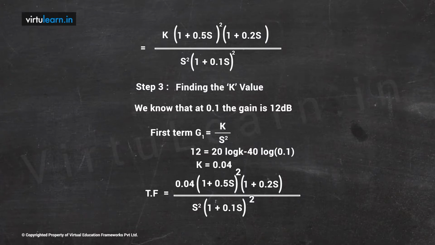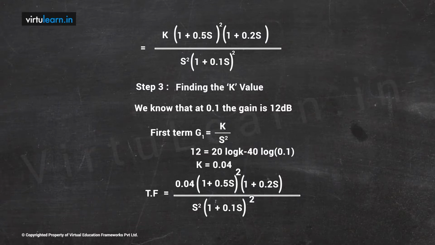Now what will be the first term? It is k by s square. So when you have k by s square, what will be the MdB expression? MdB is 20 log k minus 40 log omega. So omega is 0.1 and this is going to be 12. When you equate, you can find out the k value. The k is going to be 0.04.